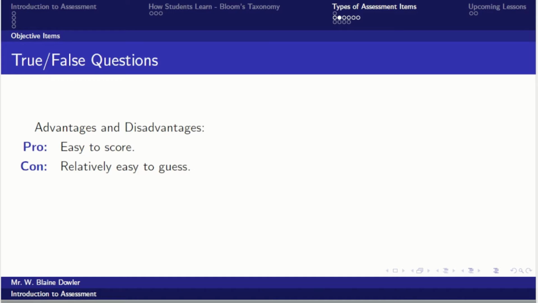You can give me a true-false test in a language that I don't even recognize, let alone speak or comprehend, and I've got a decent shot at getting 50%, because I've got a 50-50 chance of getting any particular question correct.